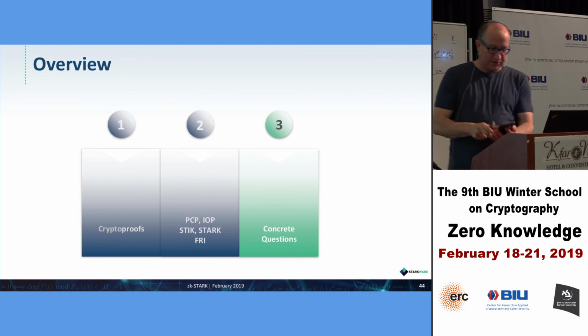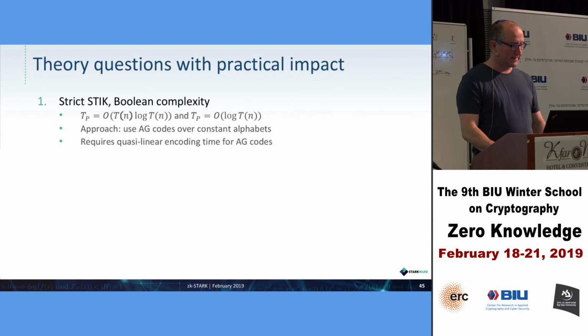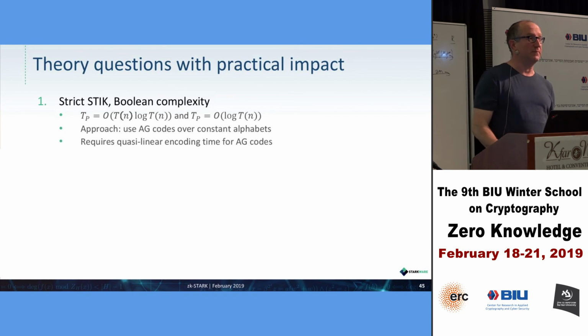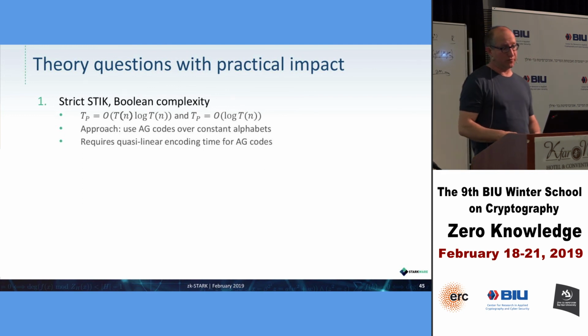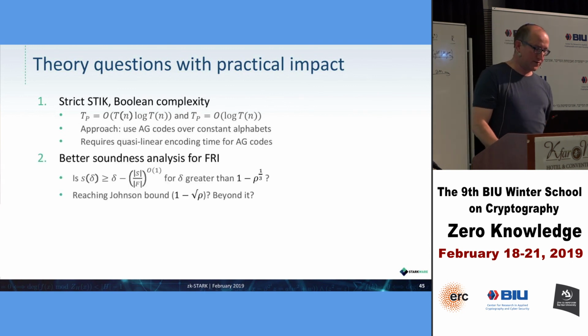So I just want to finish this part, the second talk. I want to mention some concrete questions. Can you construct a strict STIK for interesting languages that are in non-deterministic polynomial time or exponential time? One approach to do it would be to use algebraic geometry codes that are generalizations of low-degree polynomials. But this would require, at the very least, quasi-linear encoding time for AG codes, which is not known and is of interest, generally speaking.